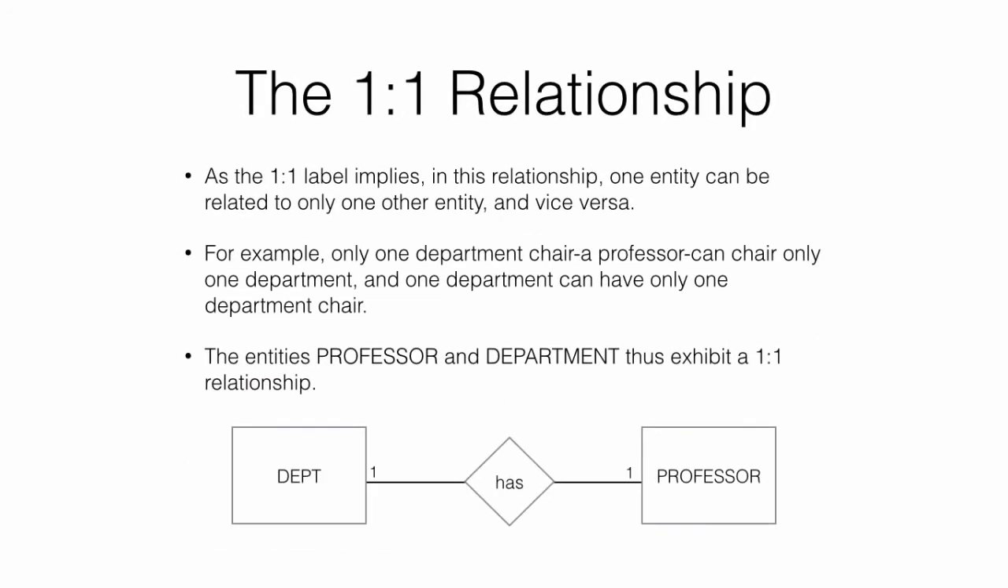In a one-to-one relationship, one entity can be related to only one other entity, and vice versa. For example, only one department chair, a professor, can chair only one department. So you only have one professor in one department, and only one department can have one department chair or professor. This means that the entities professor and department have a one-to-one relationship.